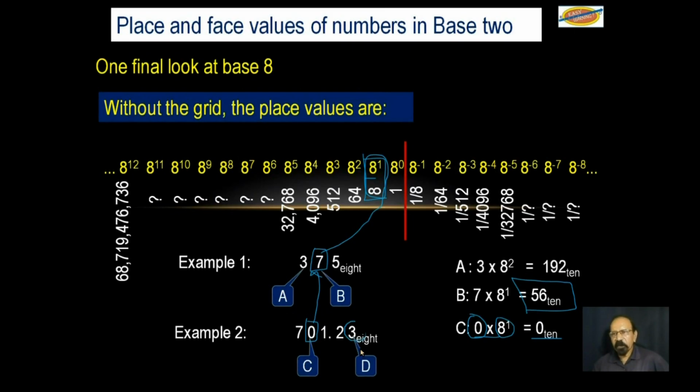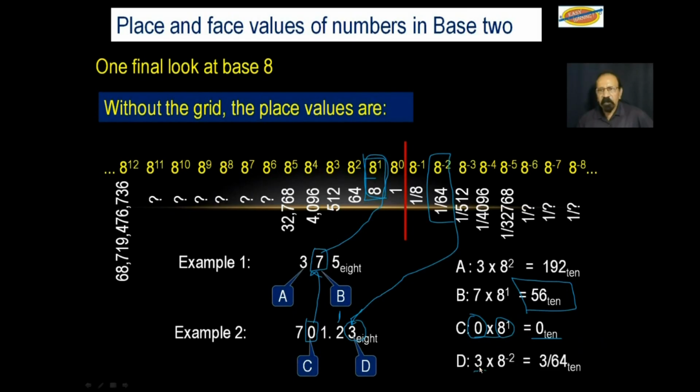Finally, this 3, what is its face value? 3. What is its place value? Well, this here will be 1/8, or 8 to the negative 1, and this will be 8 to the negative 2, which is this position here, and we have 3 of those, so we multiply the face value by the place value to get the decimal base 10 equivalent. So 3 times 8 to the negative 2, and we get 3/64 in base 10.